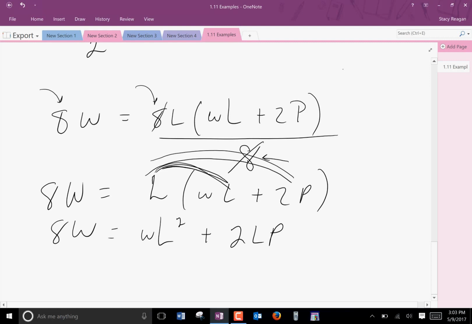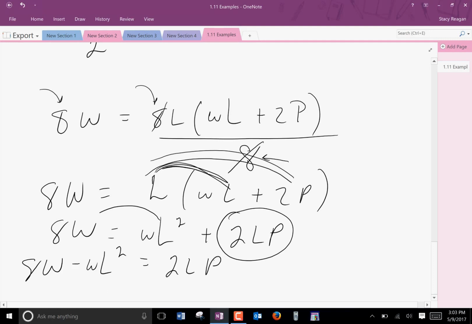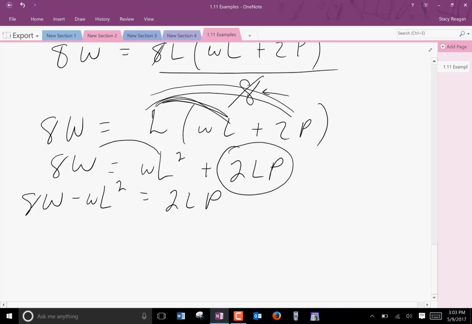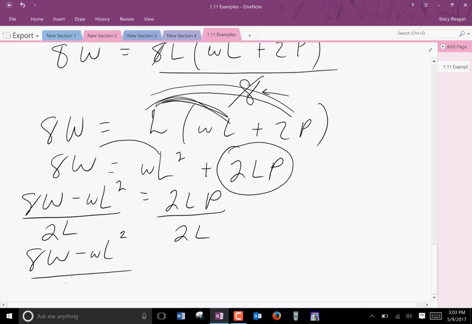And we're still trying to get the P by itself, so we need to isolate this part. So we're going to bring this WL squared over. And then we're going to divide by the 2 and the L. And this is the answer that they get in the book.